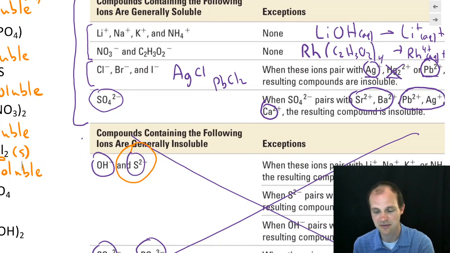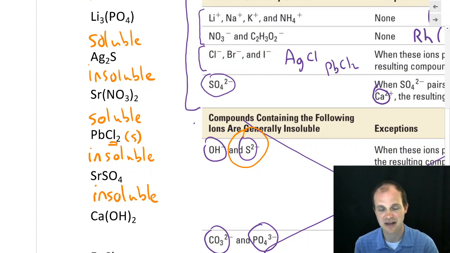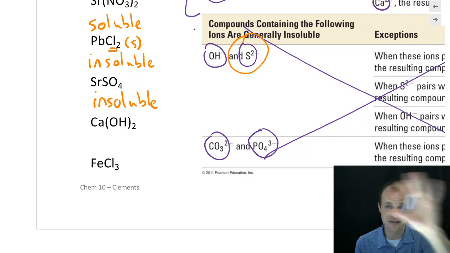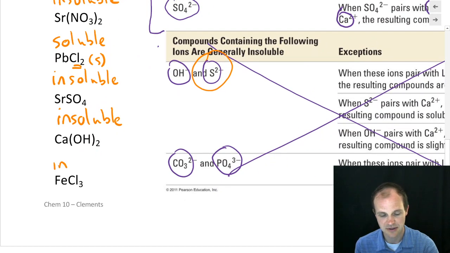Sulfates are generally soluble. Strontium is an exception, and it makes an insoluble compound. I'm not going to probably put too many of those weird exceptions, the sulfate, strontium, barium, calcium, but you should be familiar with them. Calcium hydroxide. Again, calcium's not on our lists anywhere. Hydroxide's not on our list of soluble things anywhere, so chances are it's insoluble.